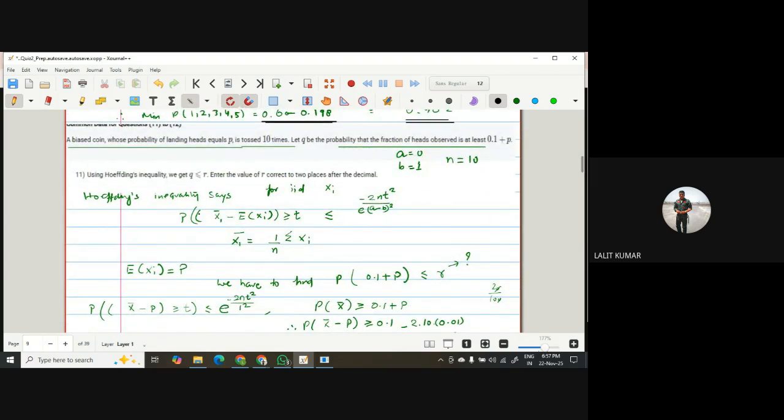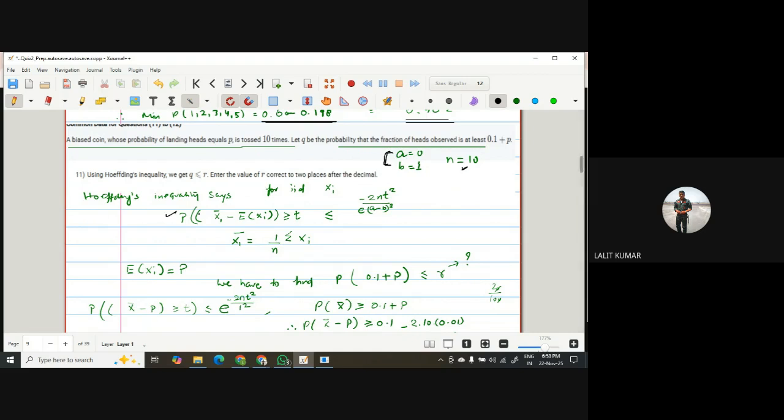Next question is a biased coin whose probability of landing heads equals P is tossed 10 times. Let Q be the probability that the fraction of heads observed is at least 0.1 plus P. So here they are asking about Hoeffding's inequality. Using Hoeffding's inequality, we get Q less than or equal to R, enter the value of R correct to two places. So Hoeffding says that it has to be in a range. So it is a coin toss, A is equal to 0, B is equal to 1, and they have given n as 10.